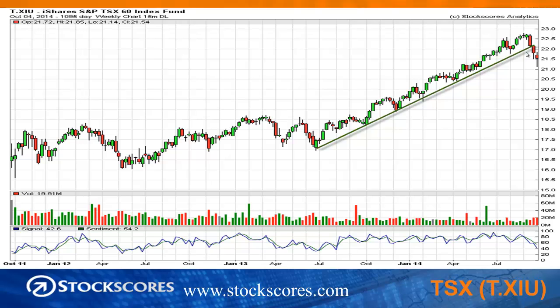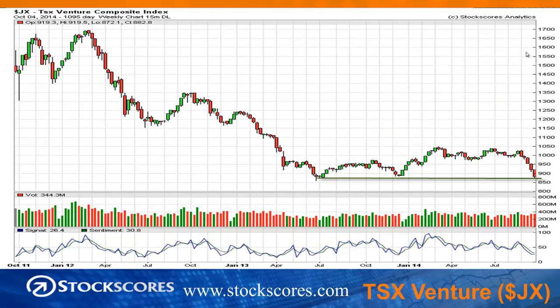Now, strength in the US dollar is really what's hurting the Canadian market, because so many Canadian stocks are based in the commodity space. Commodities are what dominate the TSX Venture, and you can see the sharp downward move over the last 5 weeks in the TSX Venture. We're now nearing support. That coincides with the US dollar hitting resistance. I'll show you that in just a moment.